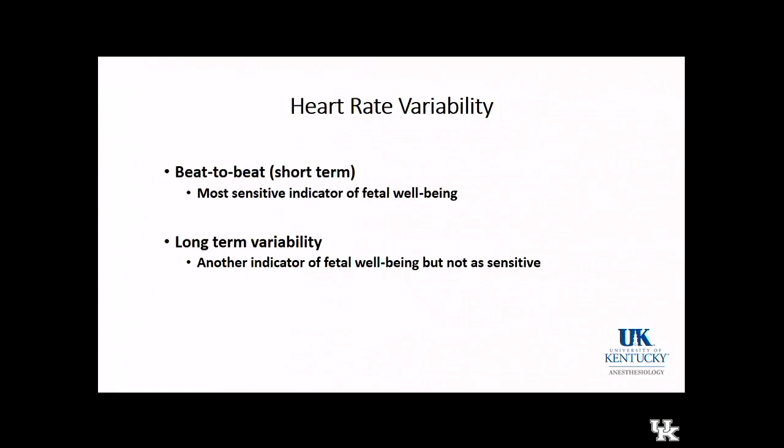So once you've determined whether or not your heart rate is in the normal range, the next thing you do is you look at your variability. And what you're especially interested in is your beat-to-beat variability. The reason for that is that if you have good variability, that is the most sensitive indicator of fetal well-being. You can also look at long-term variability, which is not beat-to-beat, but just over time you see kind of ups and downs, little accelerations.